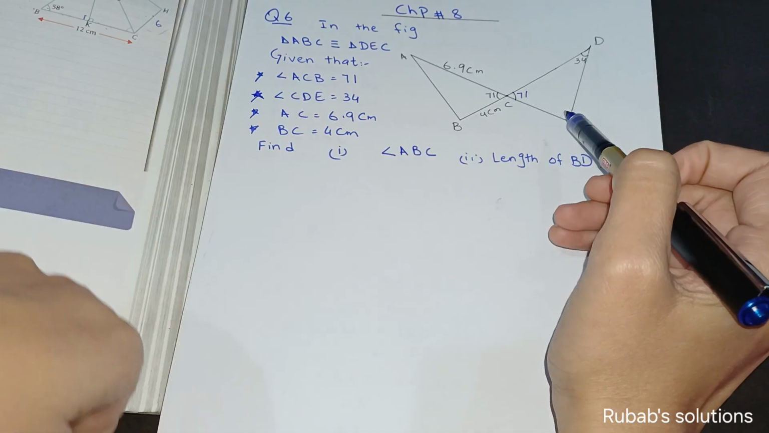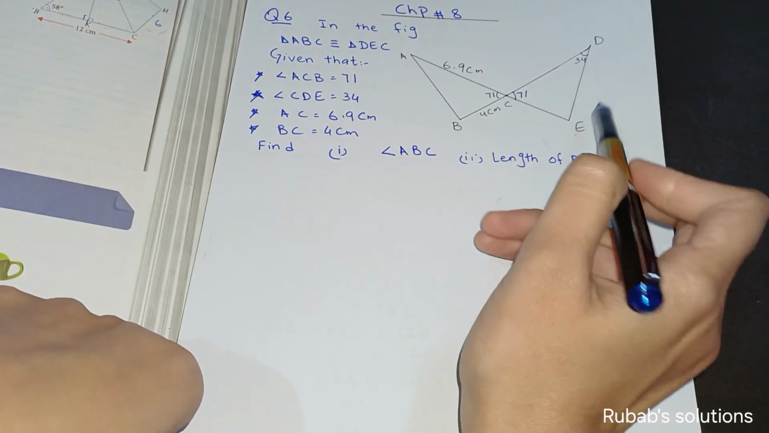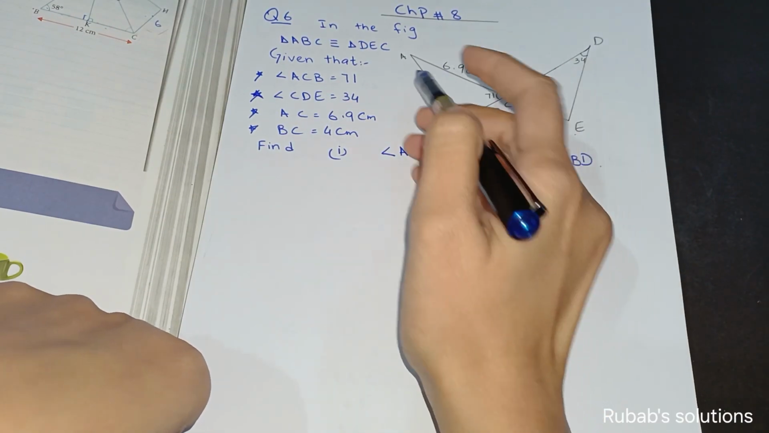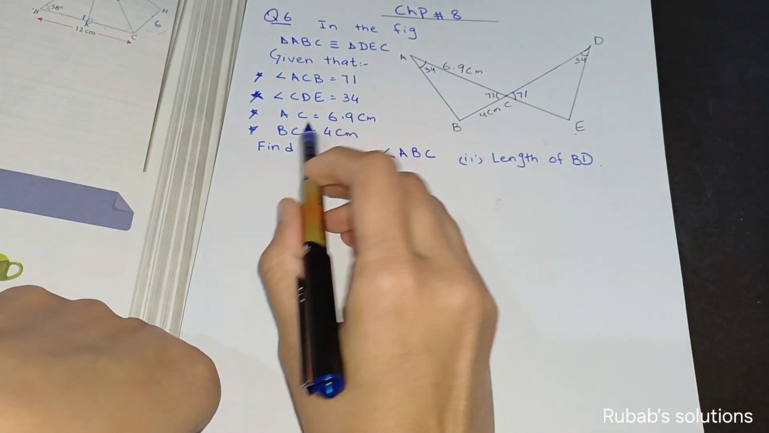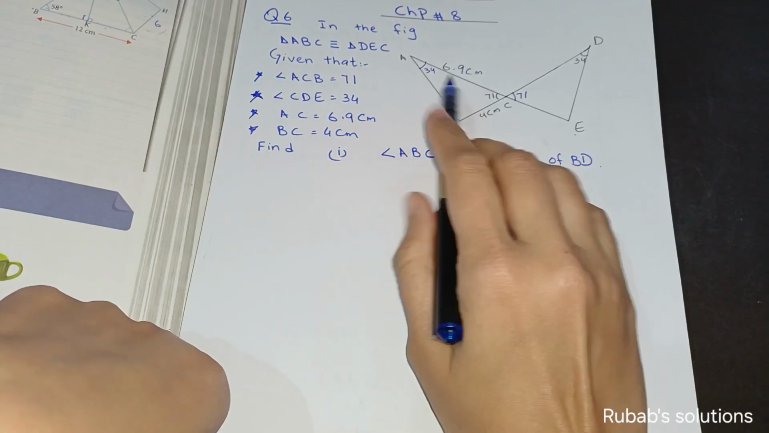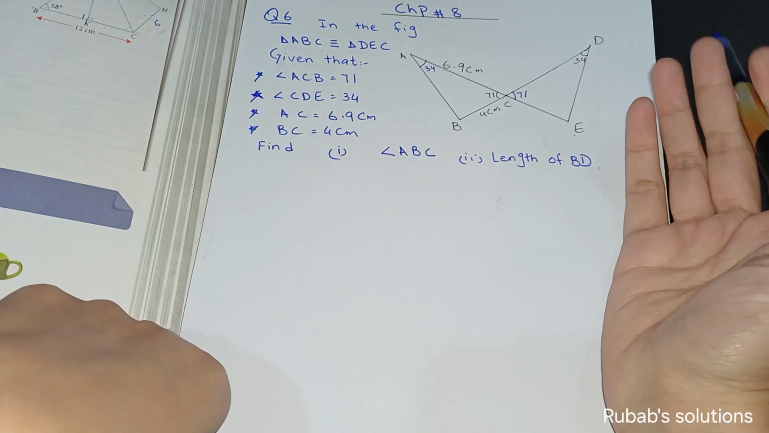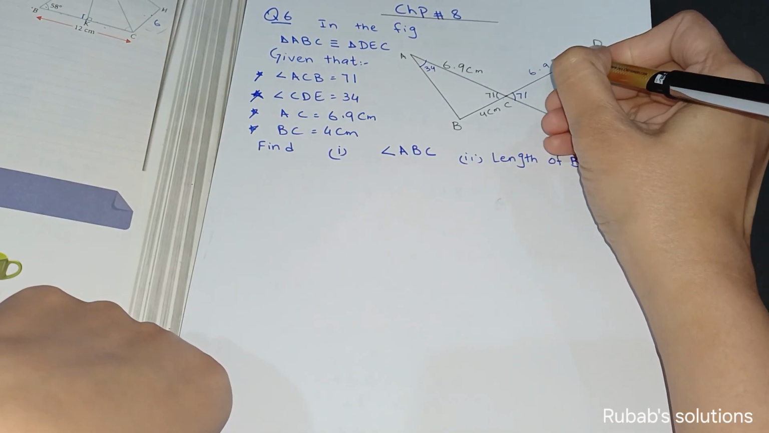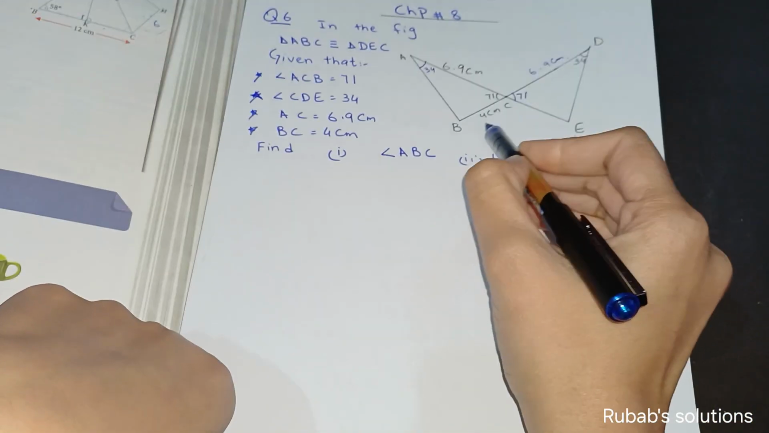Clear this thing? Okay, now CDE is 34. So if this corner is 34, that means this corner will also be equal to 34, because they are corresponding. Okay, the next one is AC. AC is 6.9. So this triangle will translate like this, mapped on top of it. So if this is 6.9, that means this is also 6.9 centimeter, and BC is 4 centimeter.